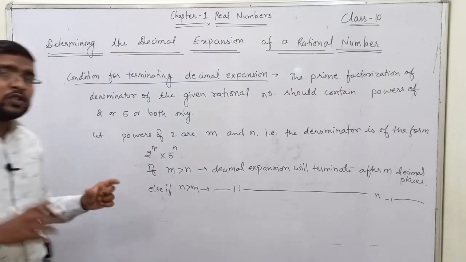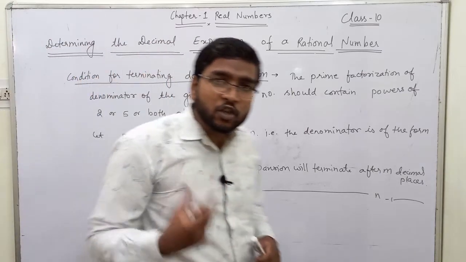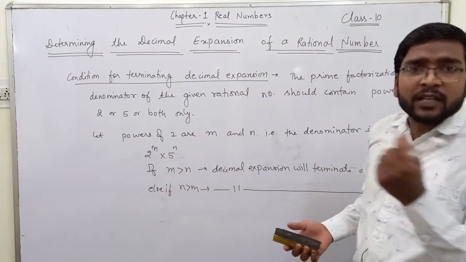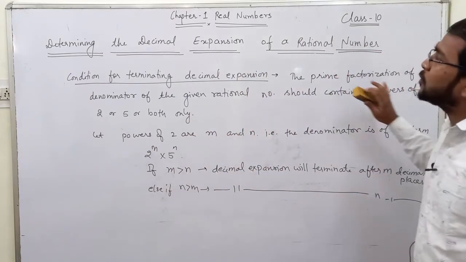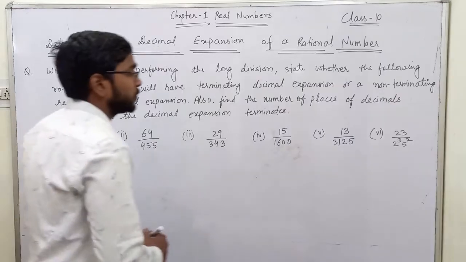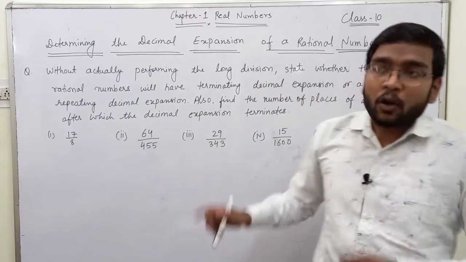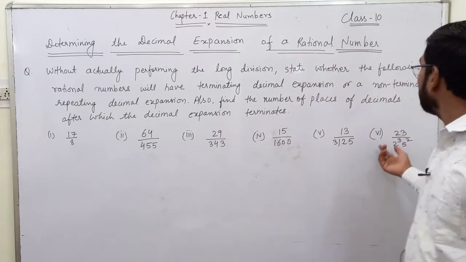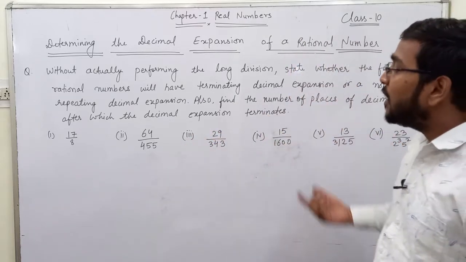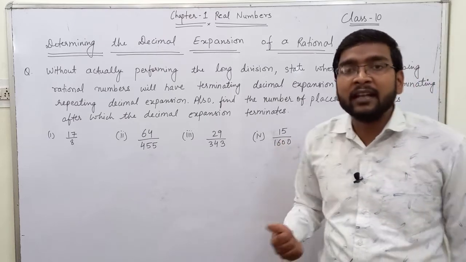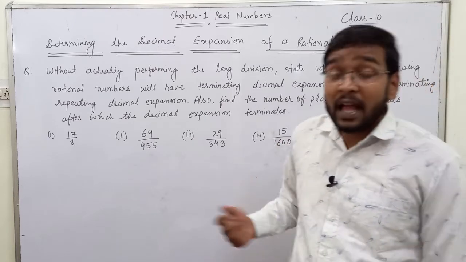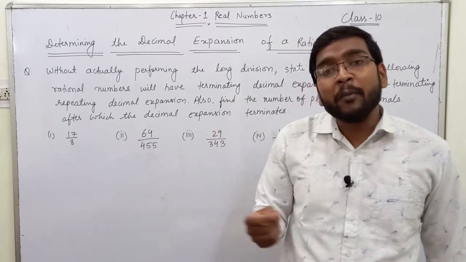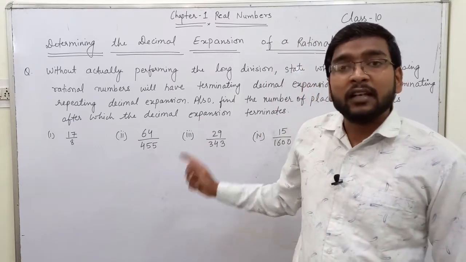Now we will do some questions based upon this topic. This topic is very simple. We will solve 5 to 6 questions upon this topic, then we are finished with the chapter Real Numbers. Now look at this problem. In this problem, we are given 6 numbers and we have to determine which of them has a terminating decimal expansion and which does not. And if it has a terminating decimal expansion, then after how many digits will its expansion terminate?